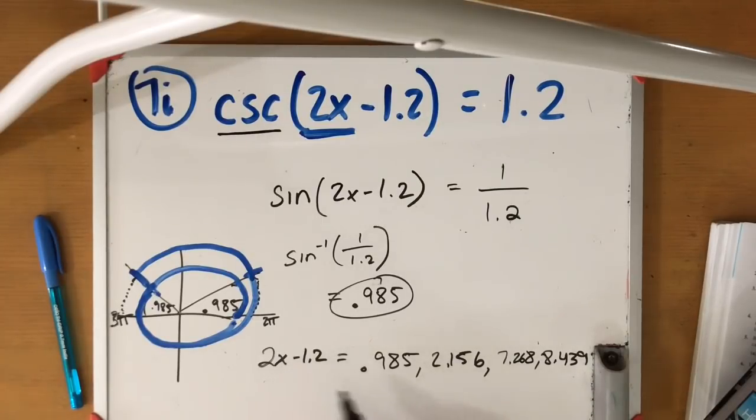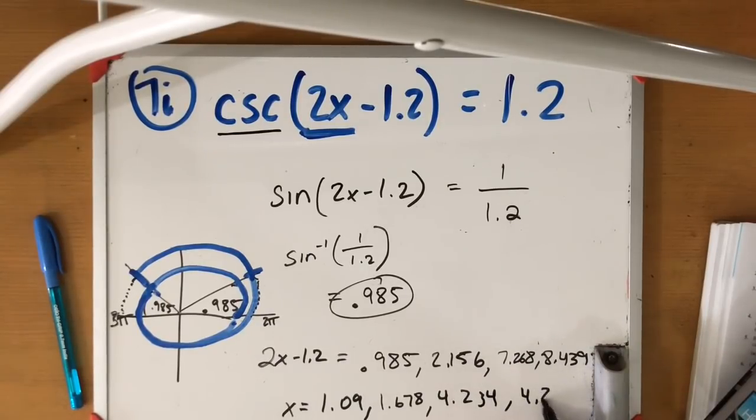Okay, so 2x minus 1.2 is equal to 0.985. You add 1.2 to both sides and then divide by 2. You would end up getting 1.09. Do the same thing here, add 1.2 and divide by 2. You end up getting 1.678. And I'll just tell you the answers for the rest: 4.234 and 4.819. So here are your values when it comes to 7i.